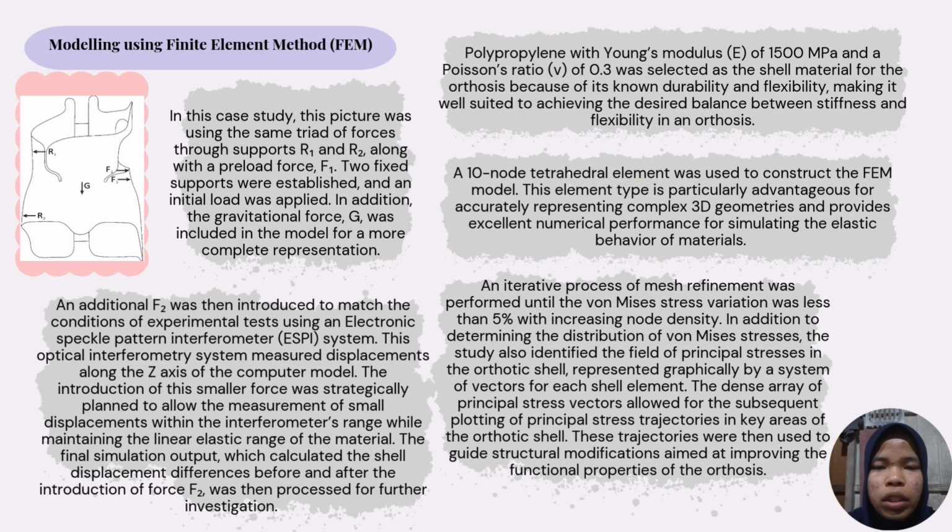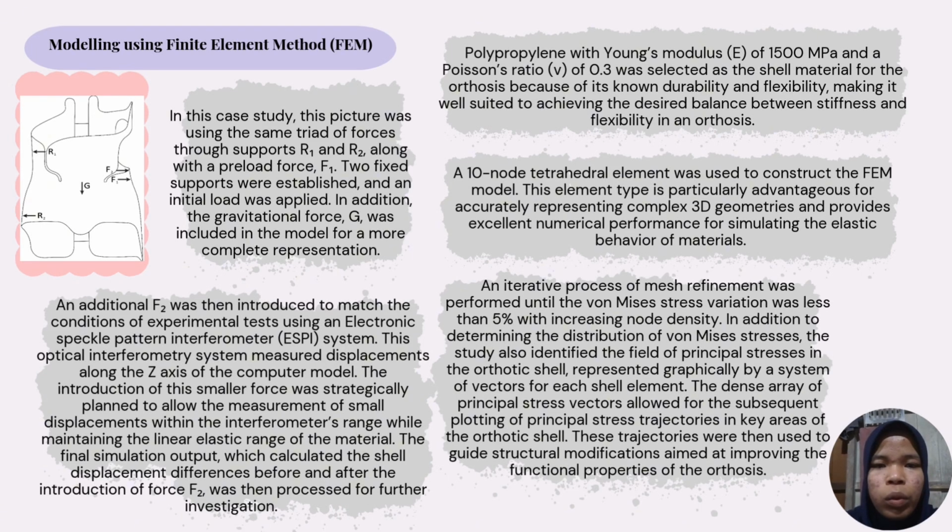In addition, the gravitational force G was included in the model for a more complete representation. An additional force F2 was then introduced to match the conditions of experimental tests using an electronic speckle pattern interferometer, ESPI, system. This optical interferometry system measured the displacement along the z-axis of the computer model. The introduction of this smaller force was strategically planned to allow the measurement of small displacement within the interferometer's range while maintaining the linear elastic range of the material.